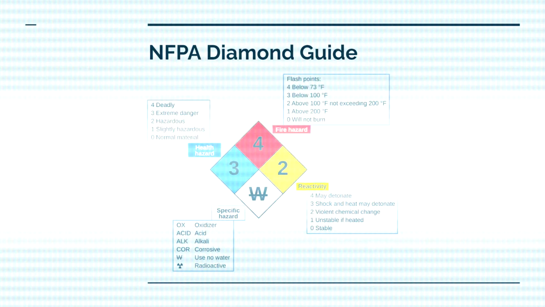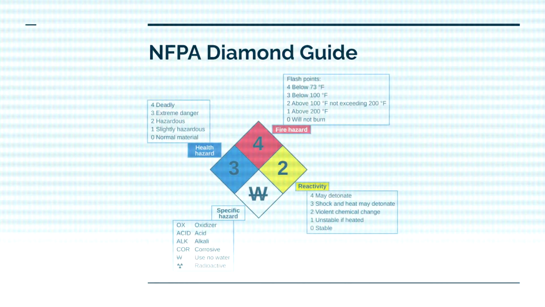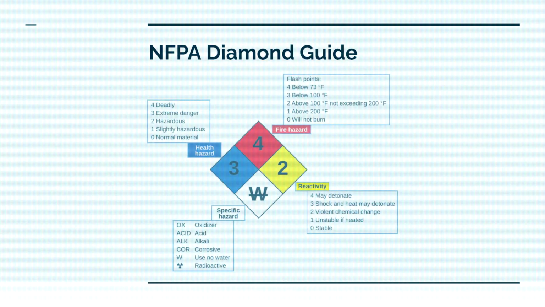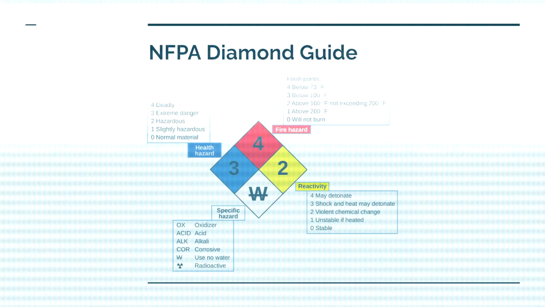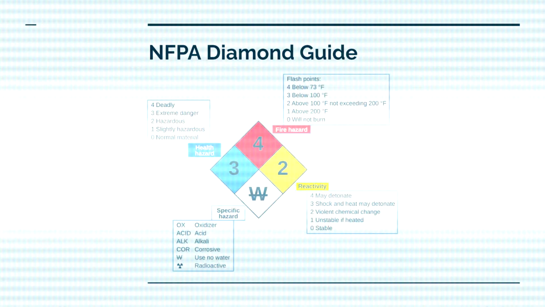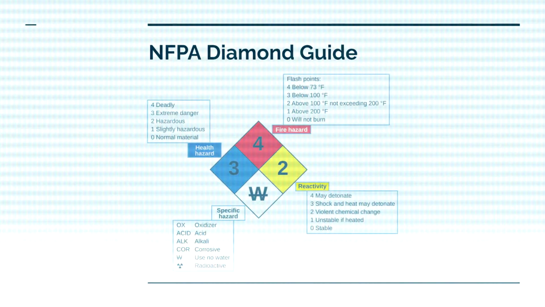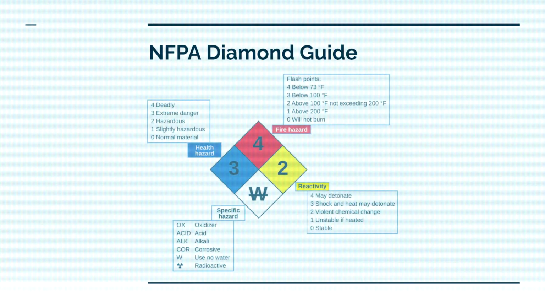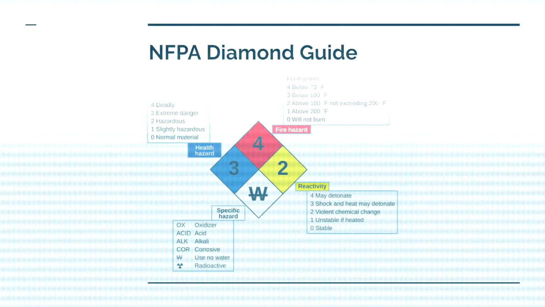The National Fire Protection Association, or NFPA Diamond, provides basic information for personnel responding to fire or spills. It is divided into 4 distinct color sections. The top 3 sections designate hazard levels between 0 and 4, 0 being non-hazardous, 4 being the most hazardous, while the bottom square identifies the hazard type.